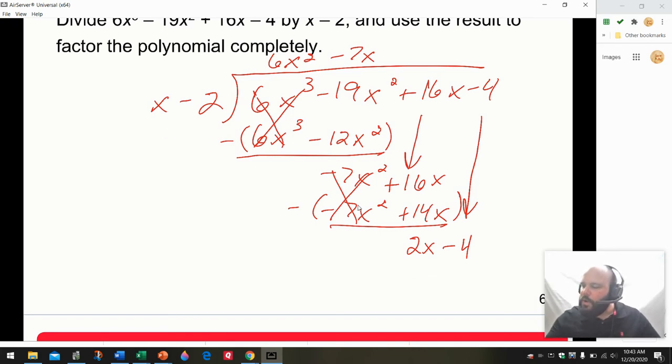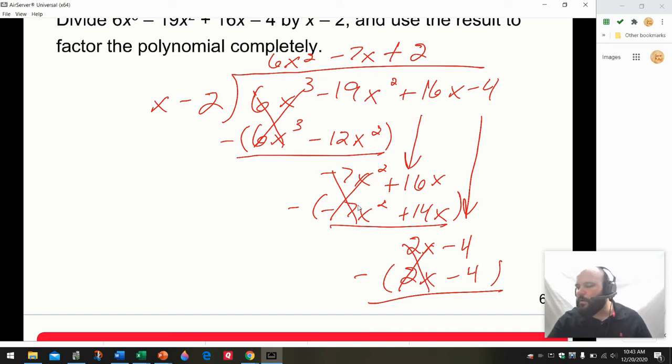Okay, so how do we turn an x into a 2x? Well, we're going to multiply it by 2. So I'm going to write a plus 2 right there. 2 times x is 2x, and then 2 times negative 2 is negative 4. Put a set of parentheses around that again. I'm going to subtract, and as you can see, once again, this lead term cancels out, and I have negative 4 minus negative 4, which would become negative 4 plus 4, which is 0.